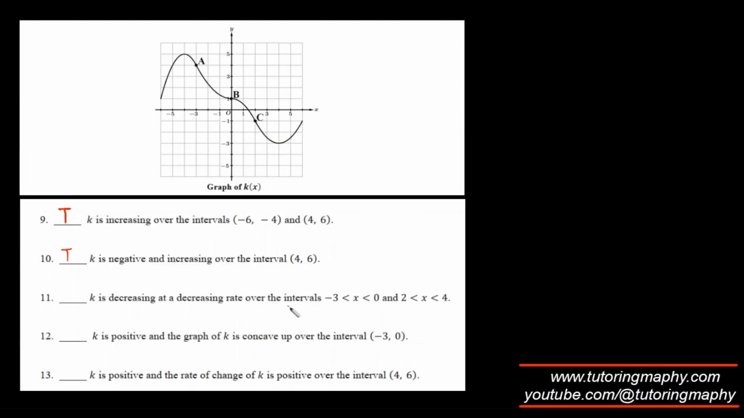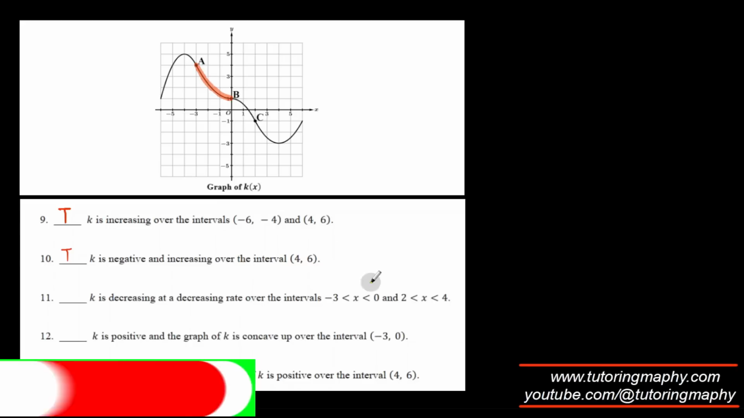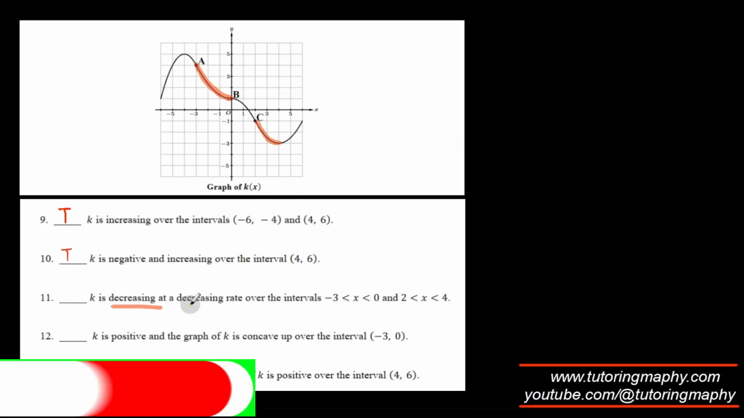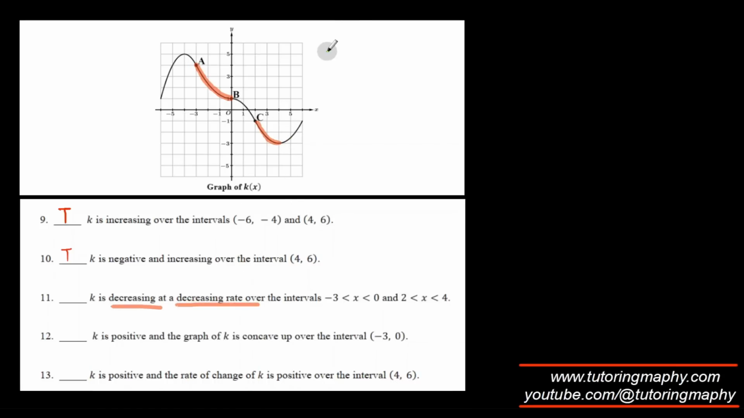Next, they are asking in the interval -3 to 0. -3 to 0 is here, and then they are asking 2 to 4. 2 to 4 is here. They're asking k is decreasing. Yes, k is definitely decreasing. At a decreasing rate means concave down. I don't think so. This is concave up because this is a smiling face. So that's false.